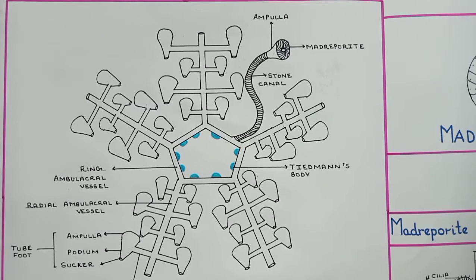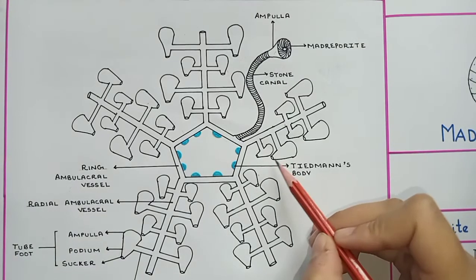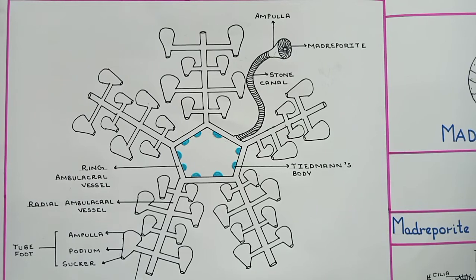The main function of the water vascular system is to provide locomotion. This water vascular system also helps in food capturing and attachment. The suckers present at these tube feet help for attachment. It also helps in food capturing, respiration, excretion, etc.